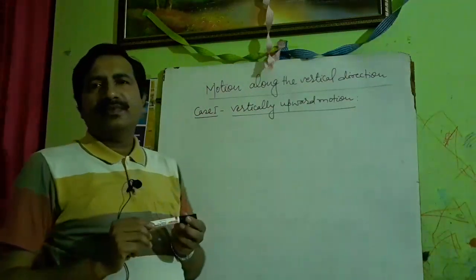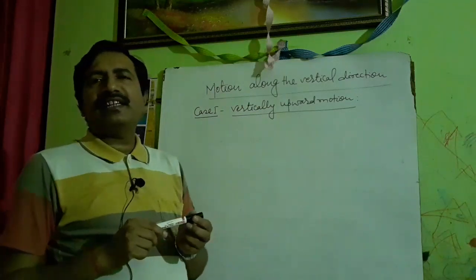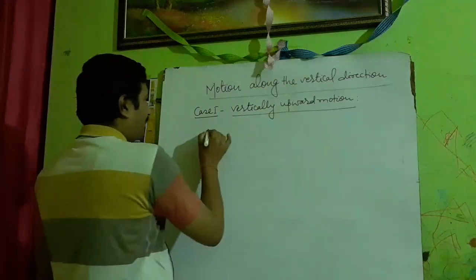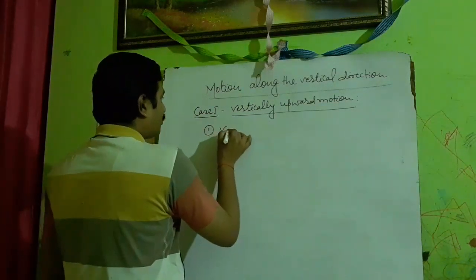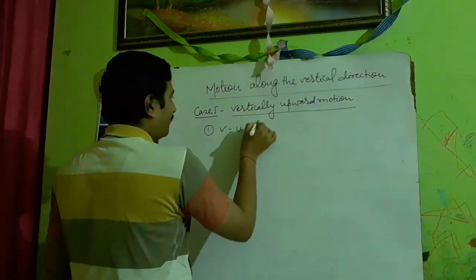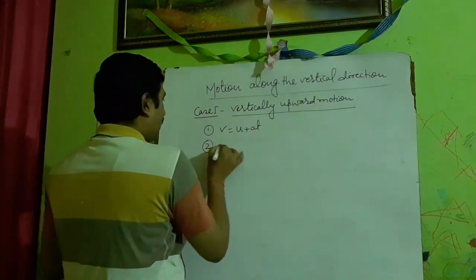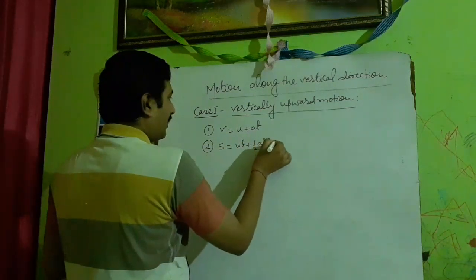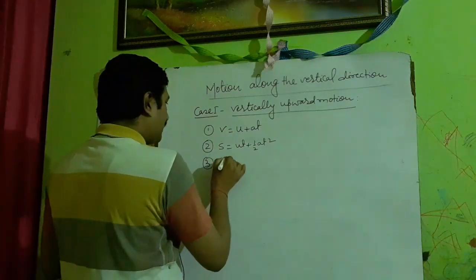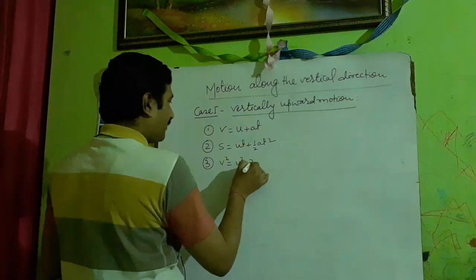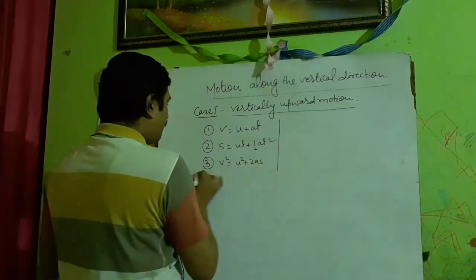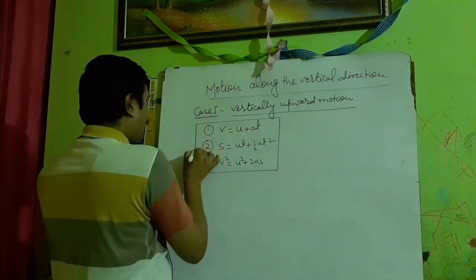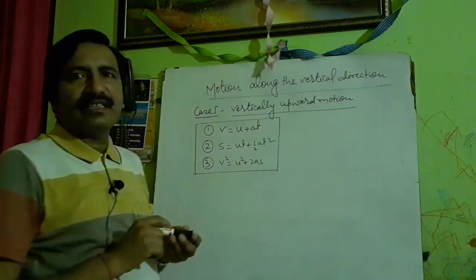Now you have three different equations of motion. First, v is equal to u plus at. Second, s is equal to ut plus half at square. And third, v square is equal to u square plus 2as. So these three are the basic equations for a uniformly accelerated motion.